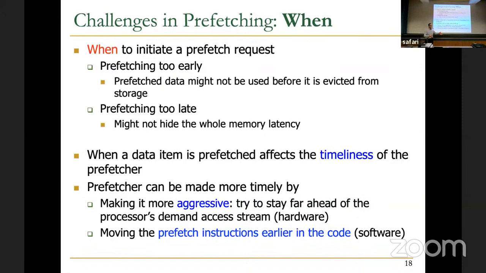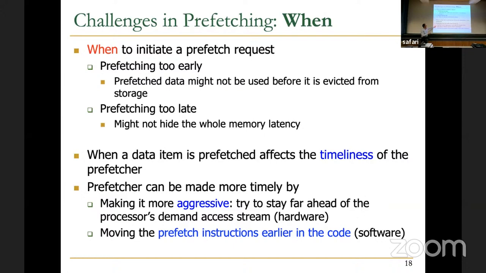So if you really want to get ahead of the processor's access stream, whenever the processor accesses address A, you should probably be accessing address A+64, for example. That's essentially 16 strides ahead of what the processor is accessing. So basically, it's a function of the memory latency and how long it will take to get the data back. So clearly, you need to stay ahead of the processor's access stream so that you can hide the whole memory latency.